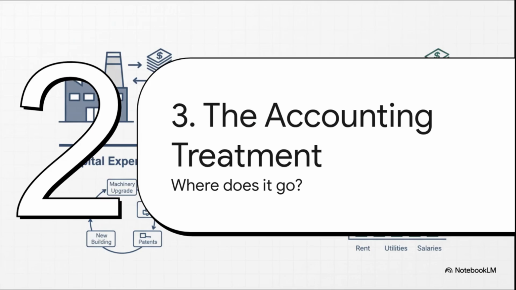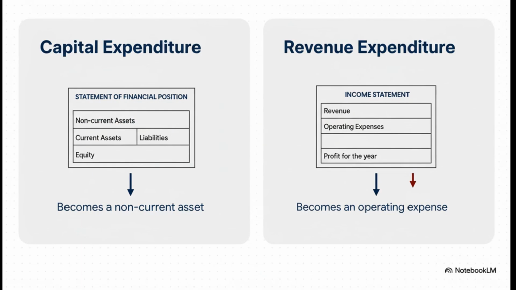Alright, so we know how to label the spending. But what happens next? Where does it go? The way we treat these two categories in the books is completely different, and they end up on totally separate financial statements. And this is where it gets really important. Capital expenditures are capitalized. That's just a fancy way of saying they become an asset on the company's balance sheet, which we call the statement of financial position. They don't immediately reduce your profit. Revenue expenditures, though, they're expensed right away. They go straight to the income statement as an operating expense, and they lower the profit for that specific year.